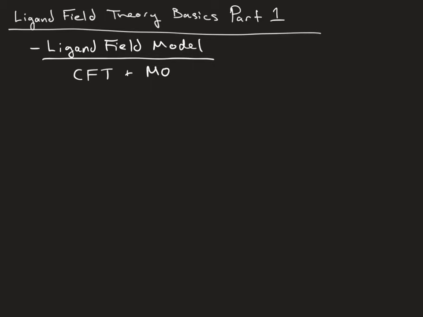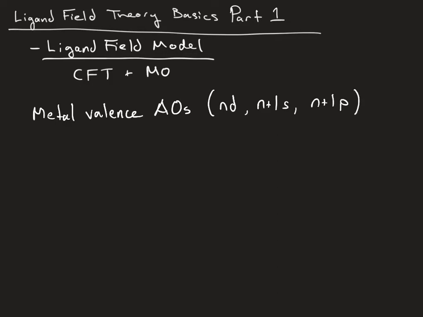So what we're going to do is consider the metal valence atomic orbitals. These are the nd, the (n+1)s, and the (n+1)p orbitals, and how these overlap with SALCs generated for the ligands. The ligand field model can become quantitatively quite accurate.